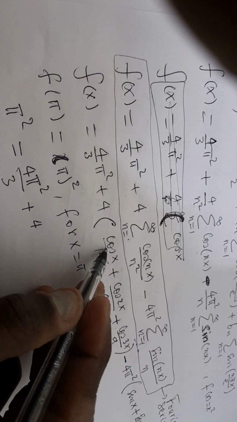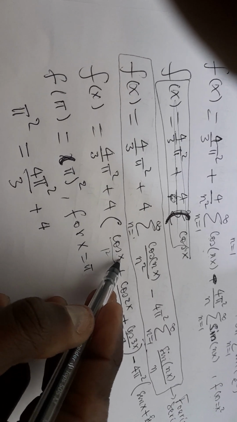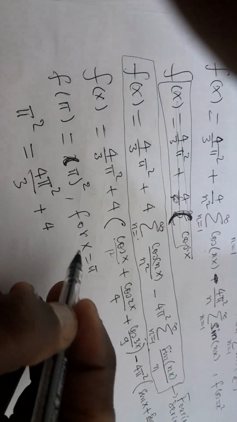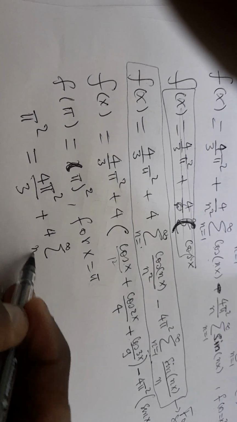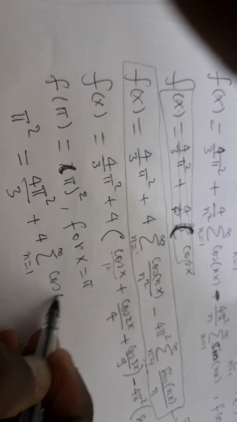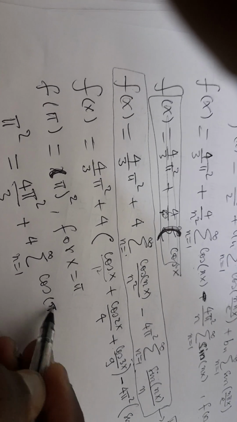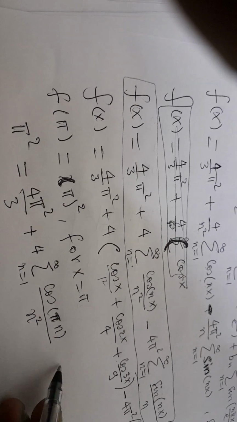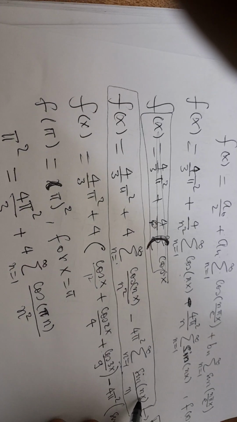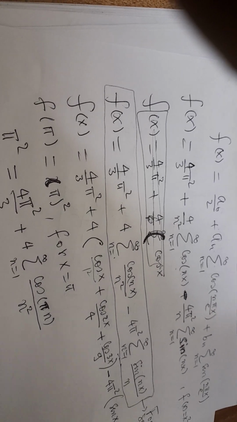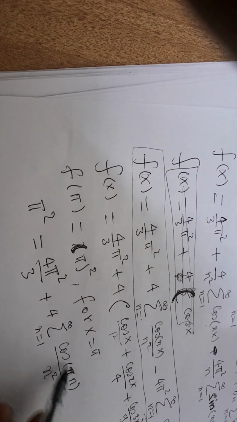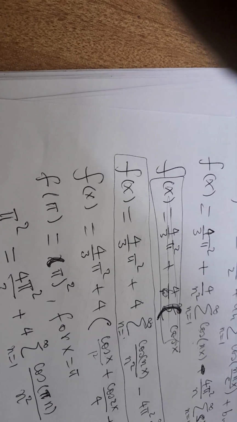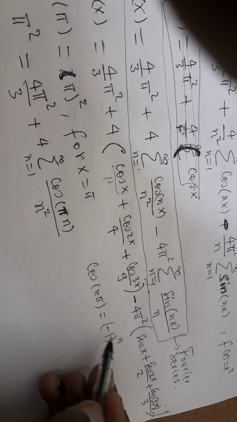Now here, if x is pi, I will just grab this expression here to illuminate it and make you understand better. So cos of pi n, where you find x, put pi, and this is upon n square. This part will be 0 when x is pi. So now cos of n pi is equal to minus 1 to the power n.